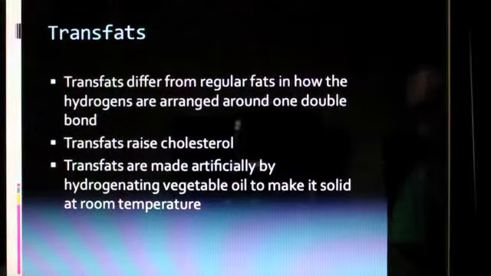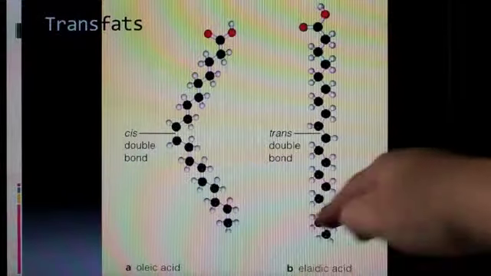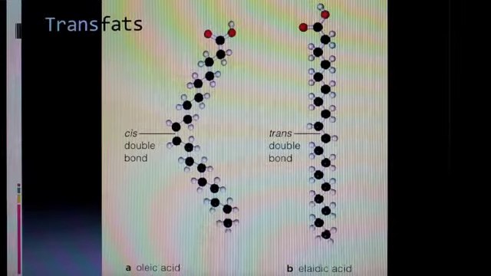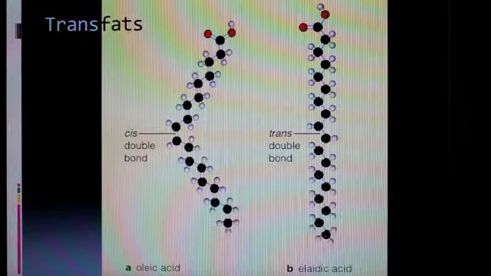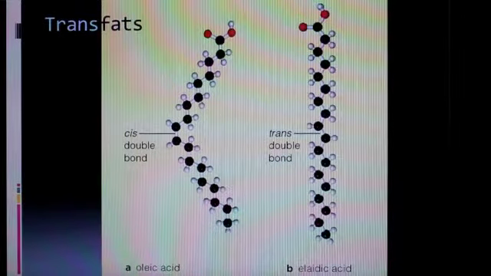So here's a picture of that. This is what it's supposed to look like in nature. This is what it does look like in the lab. And for some reason, even though looking at that you probably couldn't tell the difference, your body can tell if you're eating one or the other.